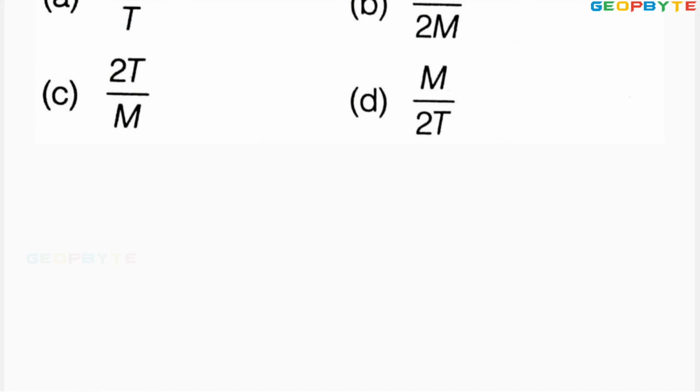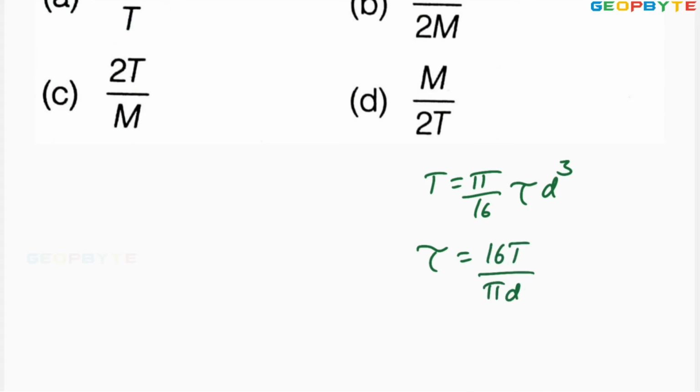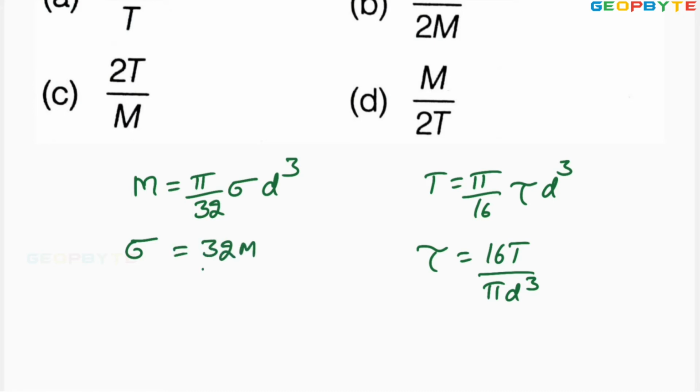As we know, dear friends, torque T equal to pi by 16 into tau into d cube. From this, the tau equal to 16T by pi d cube. Similarly, bending moment M equal to pi by 32 into bending stress into d cube. From this, the bending stress sigma equal to 32 M by pi d cube.